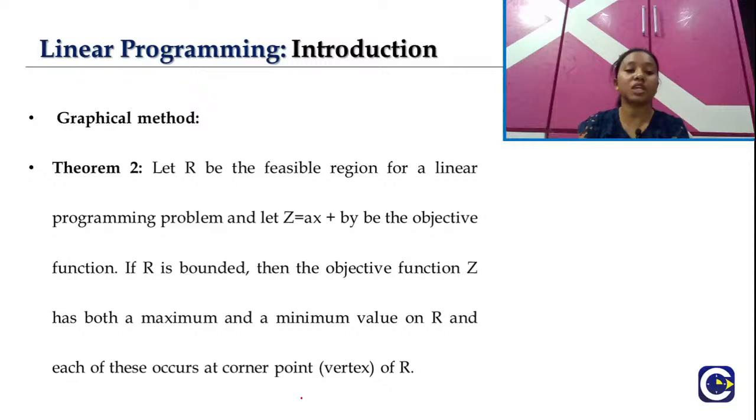So here we have to check whether it's bounded or not, because only in a closed figure will we get the corner points. If it's bounded, then both the maximum and minimum will occur at corner points. It can be any of the corners, because it doesn't state that it will be only one corner. One vertex can give the maximum value, and another vertex, that is, another corner point, can give the minimum value.